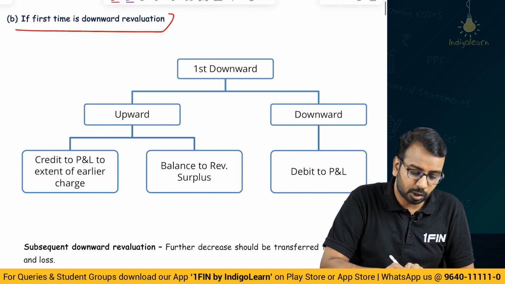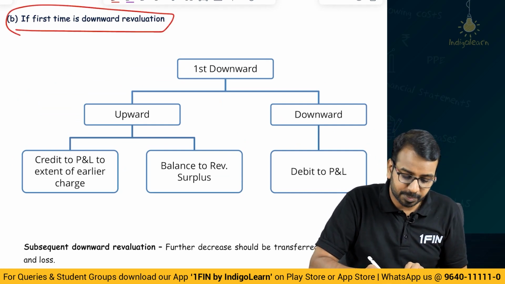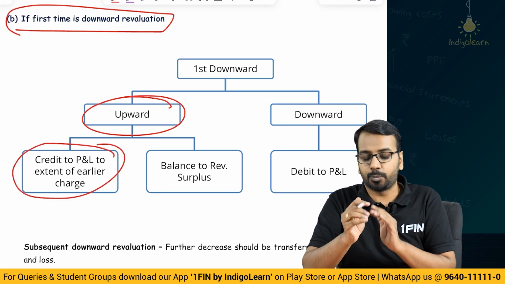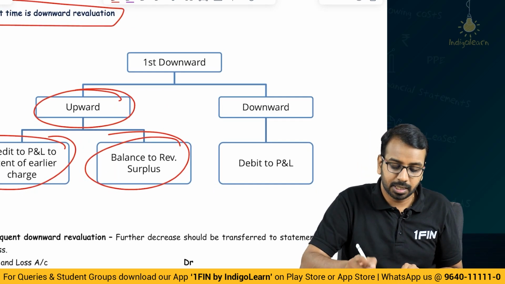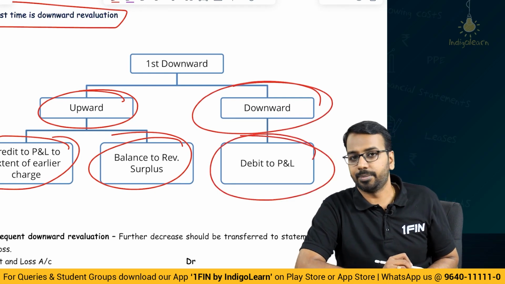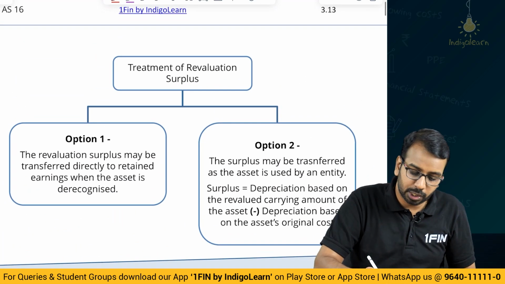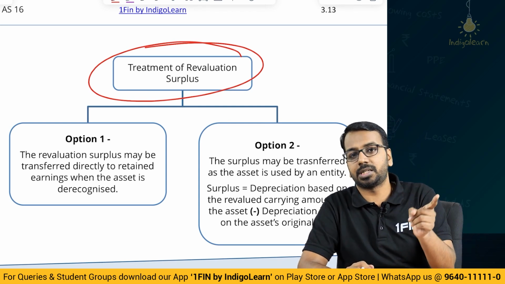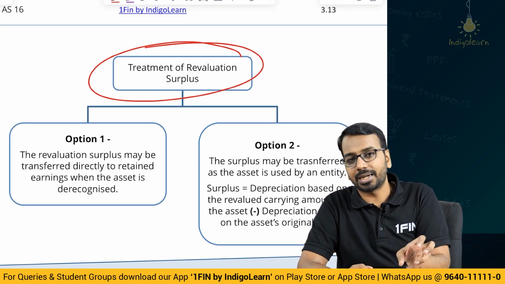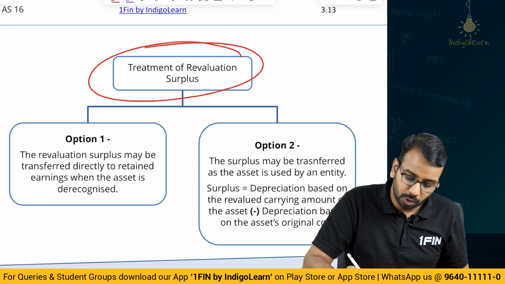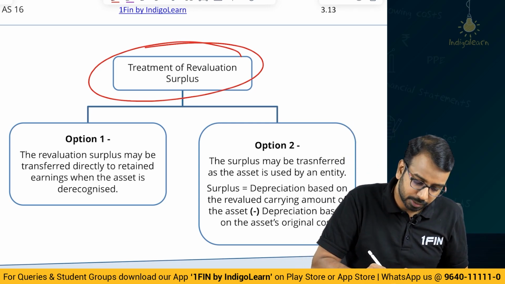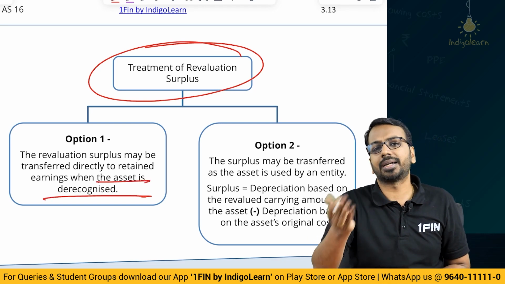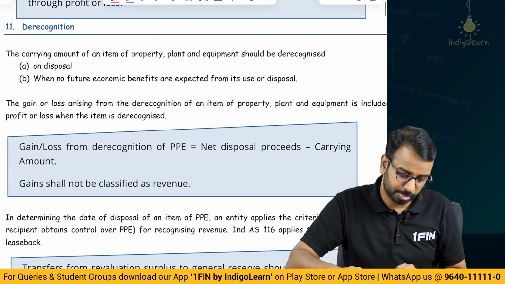If the first time it is a downward revaluation, initially it was downward, subsequently it is upward, then what do we do? Whatever we had charged to P&L, to that extent we can credit to P&L and the balance to revaluation surplus. Subsequently, if it is downward, then the amount will be debited to P&L. Then what do we do with the revaluation surplus? Periodically, considering the difference between original depreciation and revised depreciation, you can transfer that amount to retained earnings, or when the asset is derecognized, at that point of time you can transfer to retained earnings.